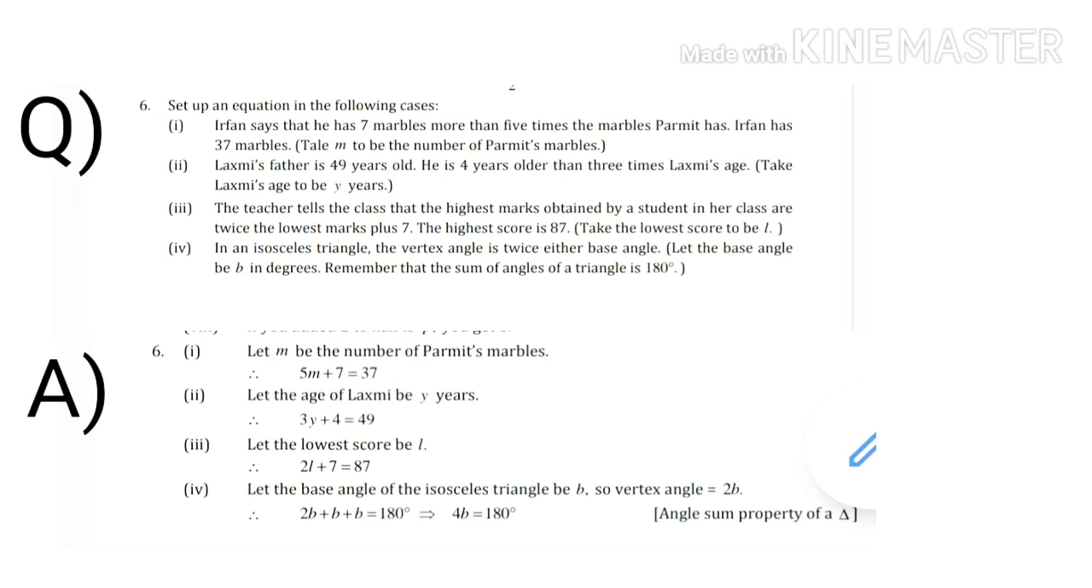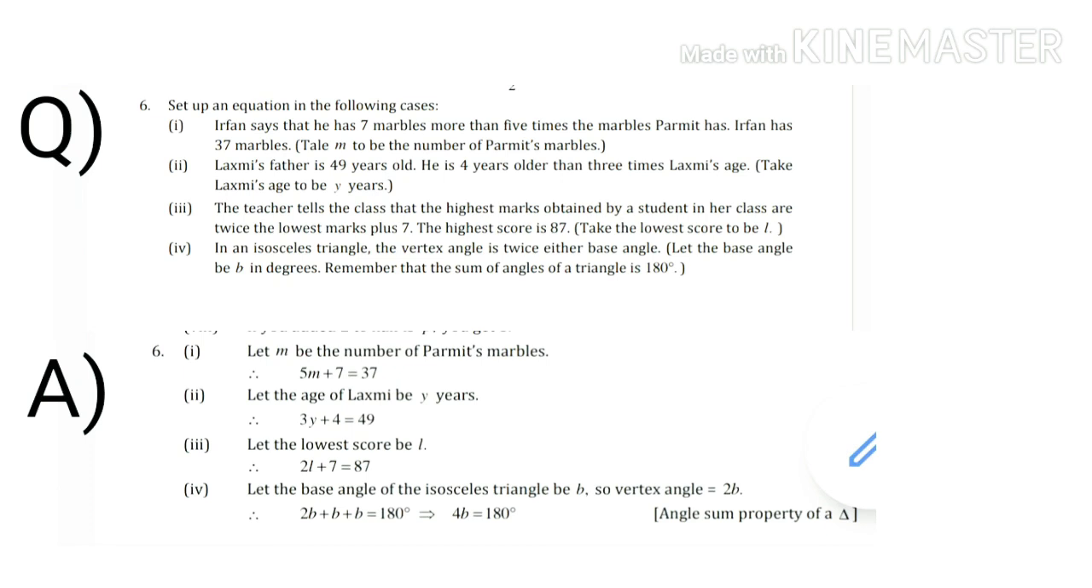So in the solution we write m to be the number of Permit's marbles, and therefore 5m, because in the question it is specified that Permit has 5 times the marbles. So that means 5m plus 7, because he says he has 7 more marbles, and that is equal to 37. So 5m plus 7 is equal to 37.